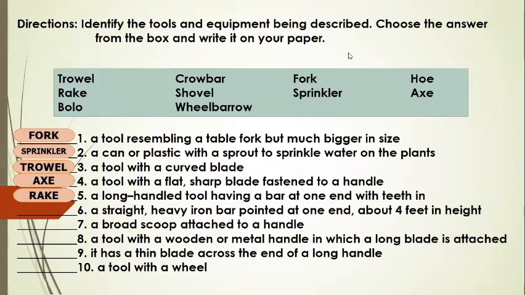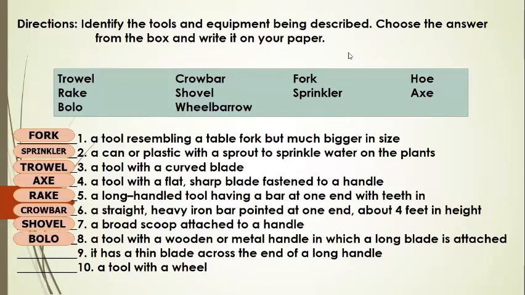Number 6, a straight, heavy iron bar pointed at one end about 4 feet in height. This is crowbar. Number 7, a broad scoop attached to the handle. What kind of equipment or tool is this? This is shovel. Then number 8, a tool with a wooden or metal handle in which a long blade is attached. Long blade is attached. So it is a bolo.